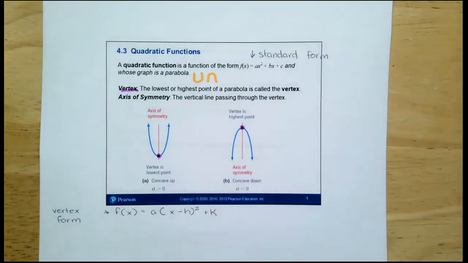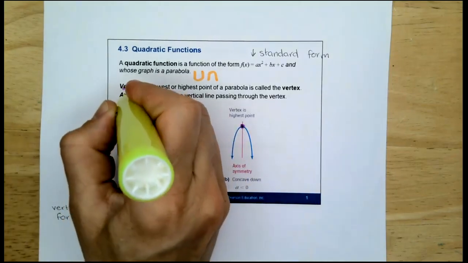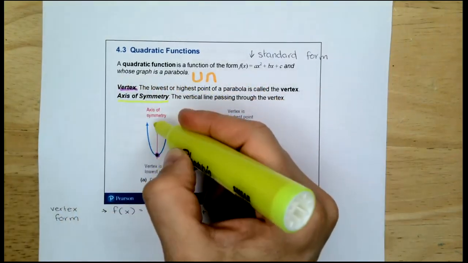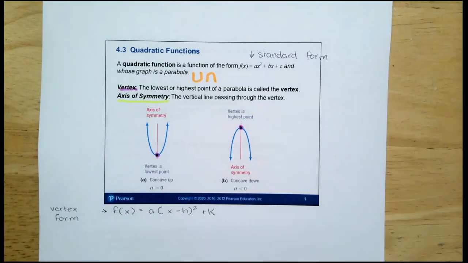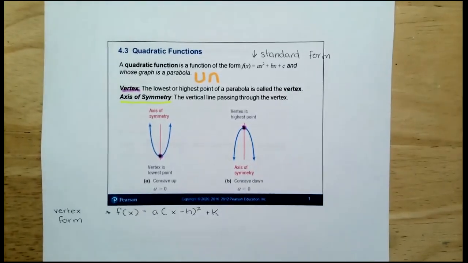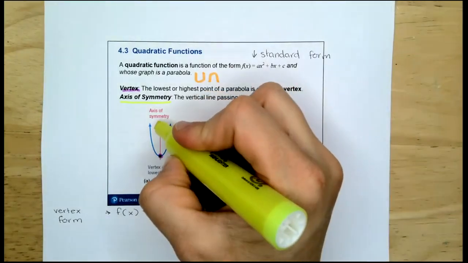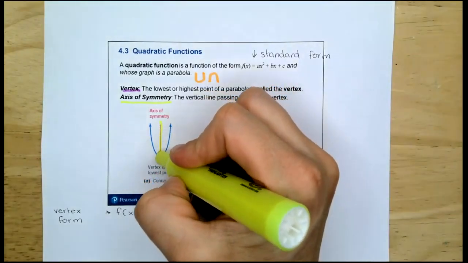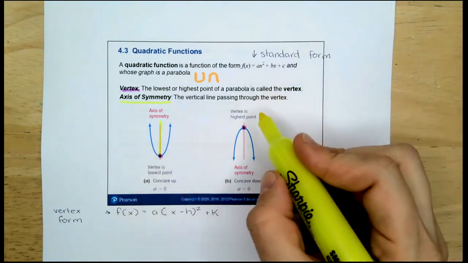It's your lowest point if your parabola is opening up. It's your highest point if your parabola is opening down. The axis of symmetry is just a line. It will always be vertical, so it will always be like the line of the y-axis. And it goes straight through the middle of your parabola, so it will also always go through your vertex.